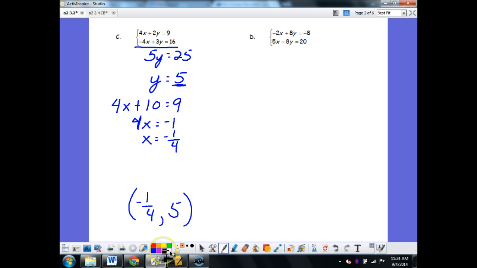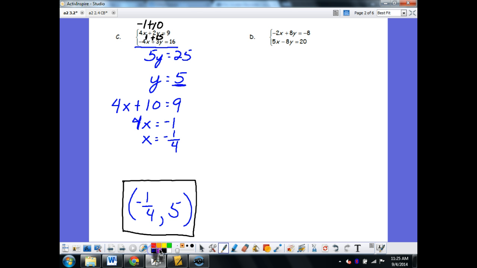And again, we can check. 4 times negative 1/4 is negative 1. 2 times 5 is 10. And when we add those two together, we do get 9. So it works for the first equation. The second equation, negative 4 times negative 1/4 is positive 1. 3 times 5 is 15. 1 plus 15 is in fact 16. So then I know that is a correct solution since it works in both equations.